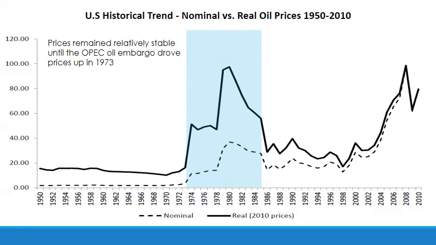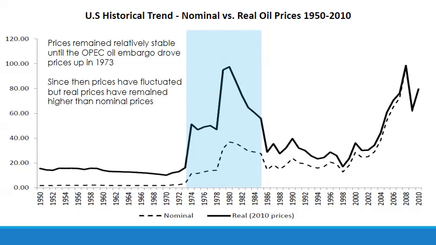So this allows us to get a better idea of what's happening. Since then, prices have fluctuated, but real prices have remained higher than nominal. And that's one of the things we start to see: when we hit 2010, nominal prices will go above real prices. And you can see the gap getting smaller and smaller as we get to that constant year.